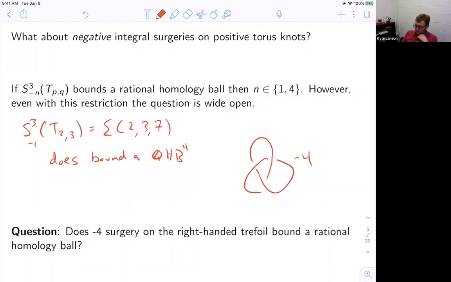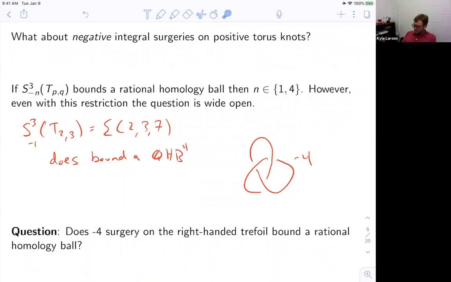These Brieskorn spheres are integral homology spheres. And so you can ask whether an integral homology sphere bounds an integral homology ball. In fact, Σ(2,3,7) doesn't. It has non-trivial Rokhlin invariant. But it does bound a rational homology ball, right? So this rational homology ball is, in particular, not an integral homology ball. And that, in turn, requires the existence of three-handles. And three-handles in four-dimensional topology often introduce extra complexity.